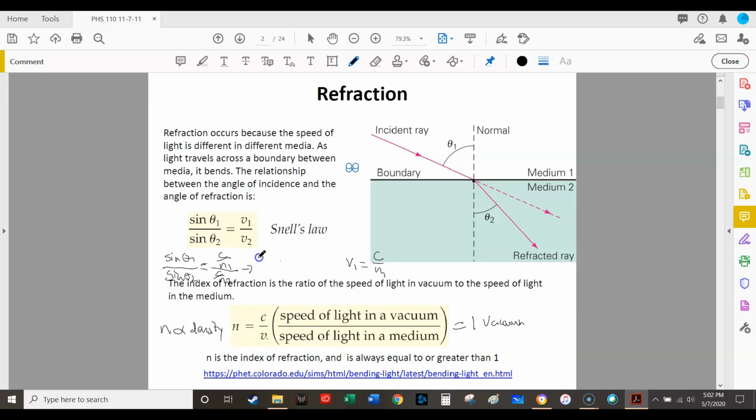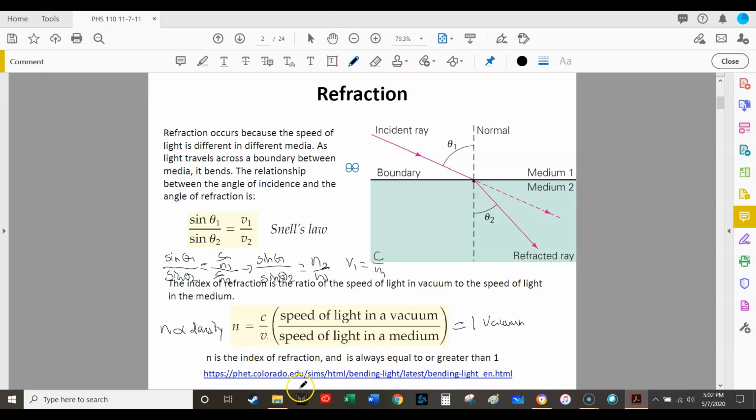Is you have this relationship of sine of theta 1 over sine of theta 2 is equal to n2 over n1, right? And that comes from this relationship of the angle is the same thing as its speed.